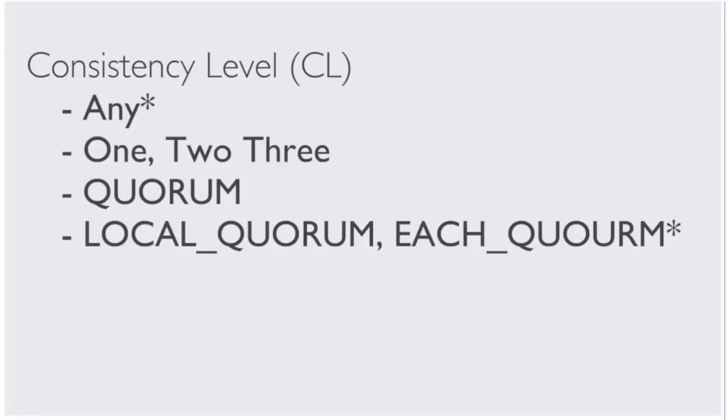Consistency levels are built into Cassandra. We have some basic ones of ANY, which is only available when you're doing a write, 1, 2, and 3. QUORUM, which is the most commonly used consistency level. LOCAL_QUORUM, which is a quorum in the data center that your request started in. And EACH_QUORUM, which is only available for writes, and is waiting for a quorum in each data center that we're storing the data in.